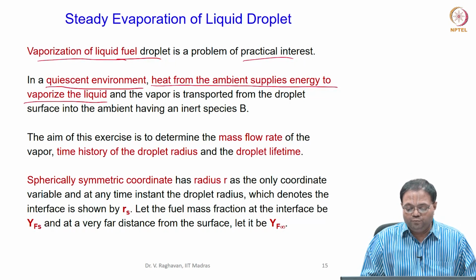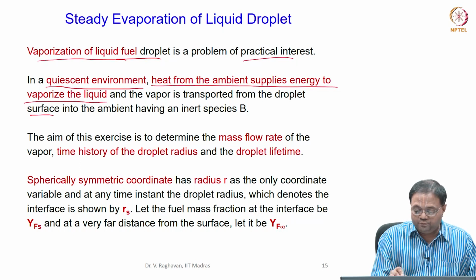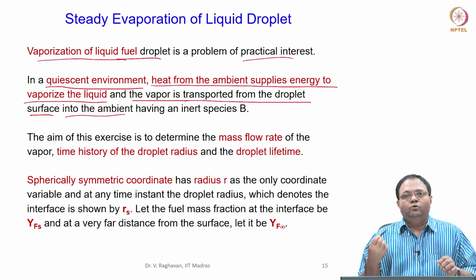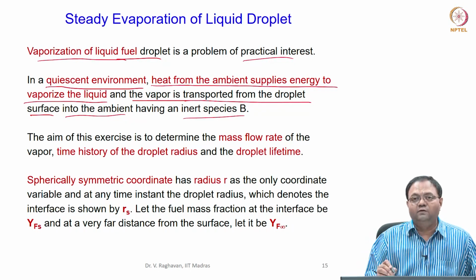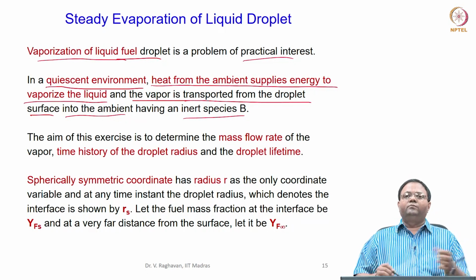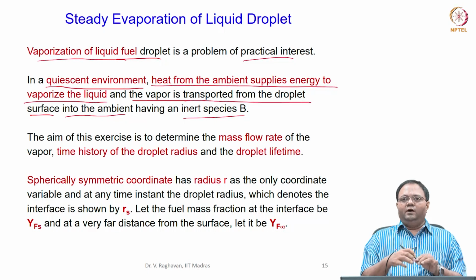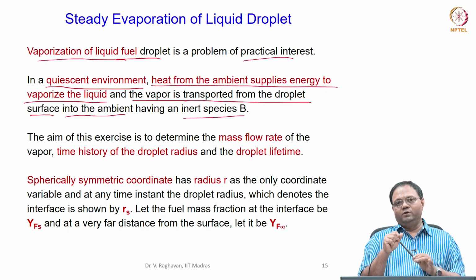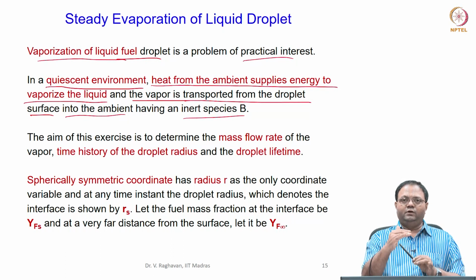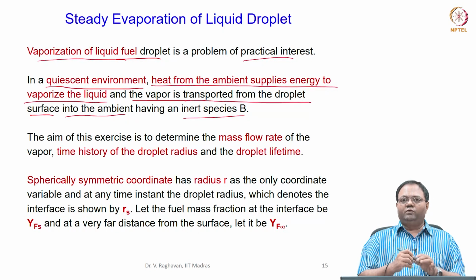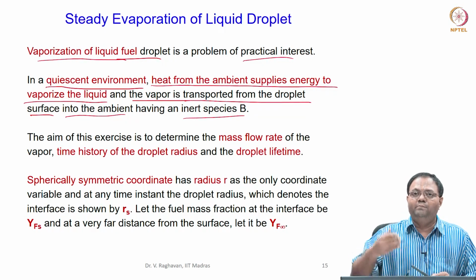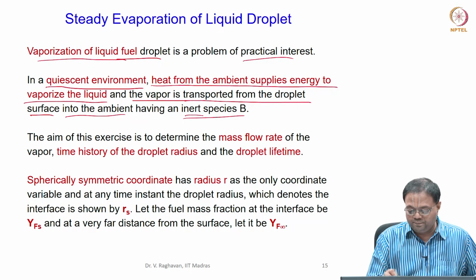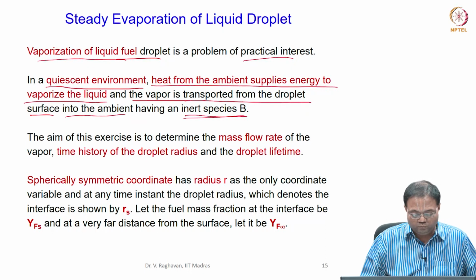Now the vapor is transported from the droplet surface into the ambient. Again, the ambient has a species B, just like the Stefan problem where liquid A in the test tube was evaporating and the liquid A surface, at x equal to 0, was maintained constant by supplying the liquid slowly at the rate at which it was evaporating, and the A mixed with the inert species B, similar to the droplet vaporizing into an inert species B. So, this is the scenario.